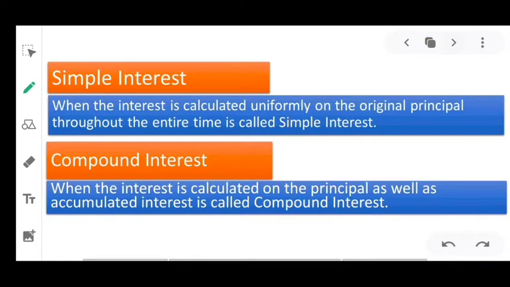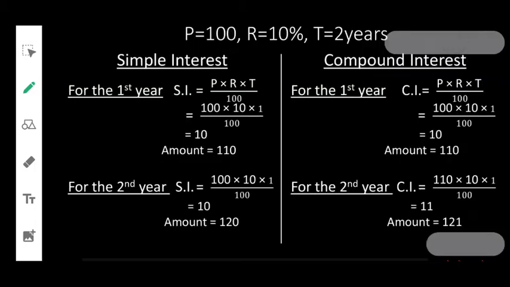Simple interest is always calculated uniformly on the original principal throughout the entire time, whereas compound interest is calculated on the original principal as well as accumulated interest. So let's understand the difference between simple interest and compound interest.